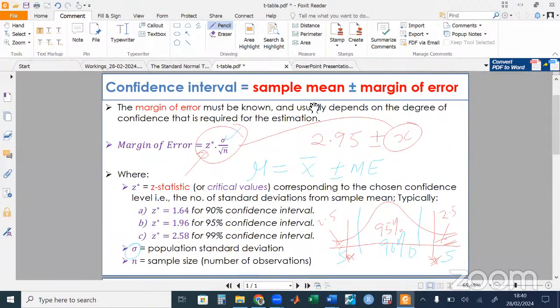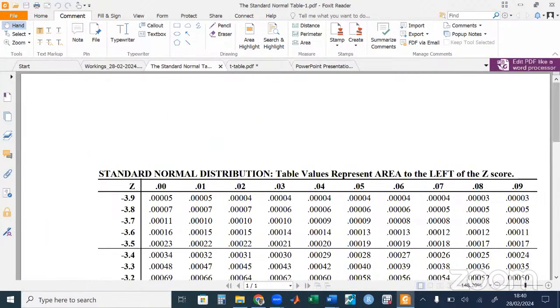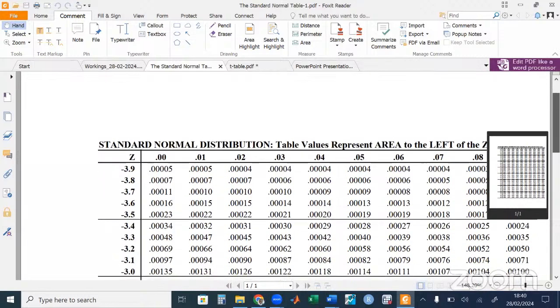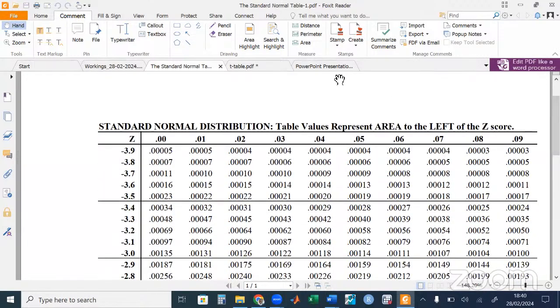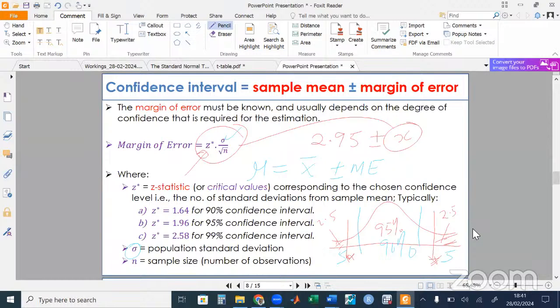So I've shared with you the T table, which is this one. I've also shared with you the standard normal, the Z score table, which is also this one. But the beauty is, nowadays we have some of these functions in Excel. So you don't have to really go back and forth to these tables. So what I would like you to do is to go to the Excel functions for each of them, and we shall use that as part of the example.